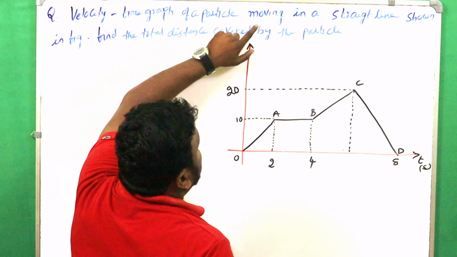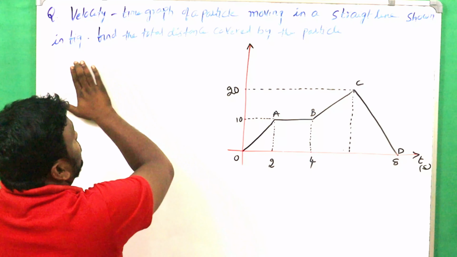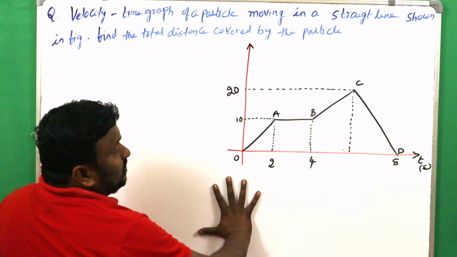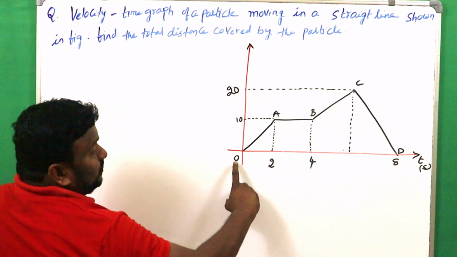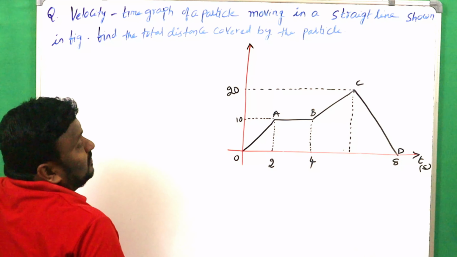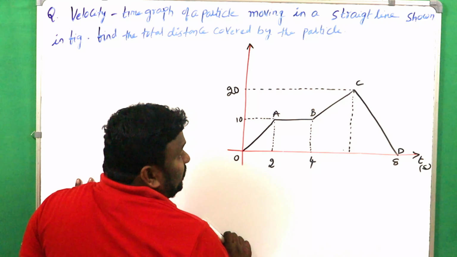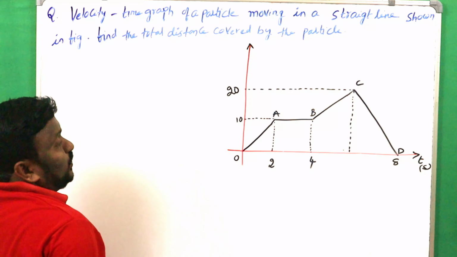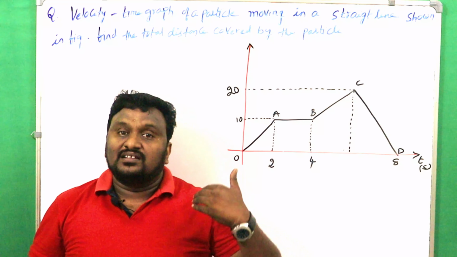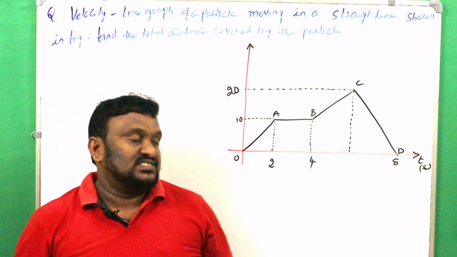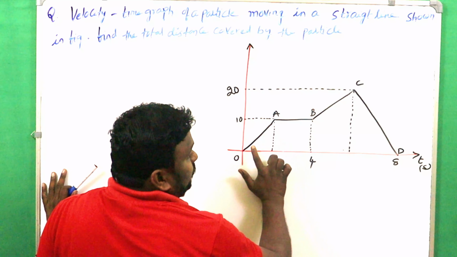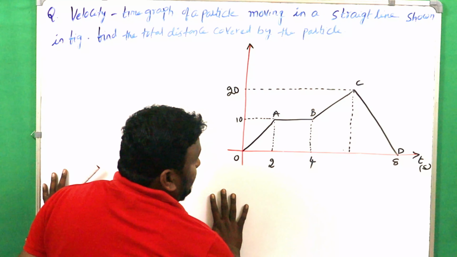The velocity time graph of a particle moving in a straight line is shown in the figure. Find the total distance covered by the particle. We are given one graph. The particle is moving along the path O, A, B, C, D. Now what do we have to find out? The total distance covered. Already we discussed that the area under the graph will give the distance, so we have to find the area under the graph.